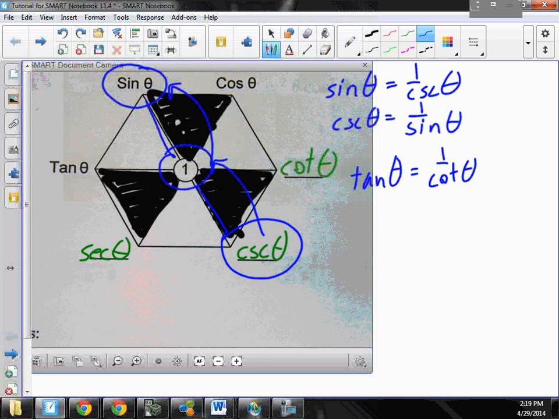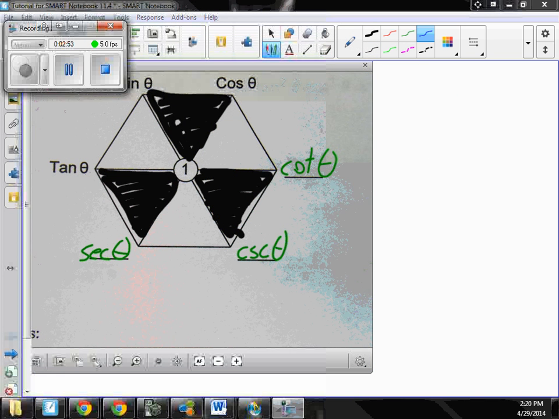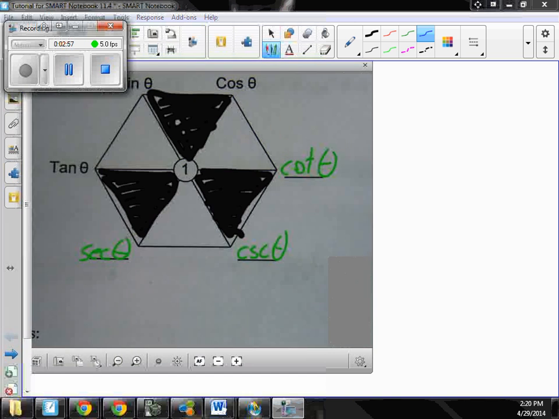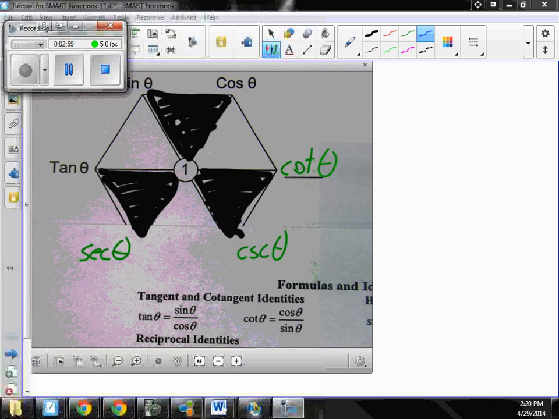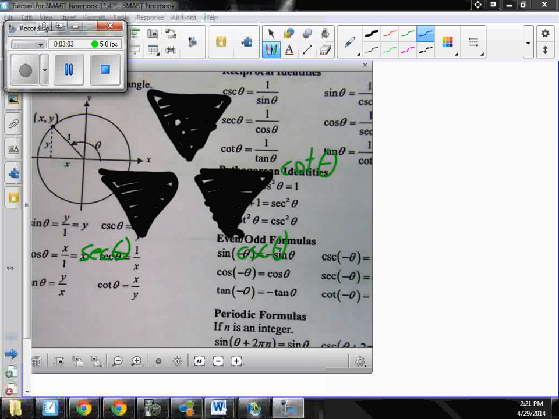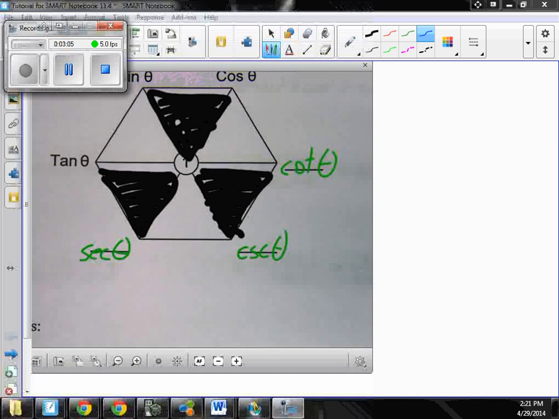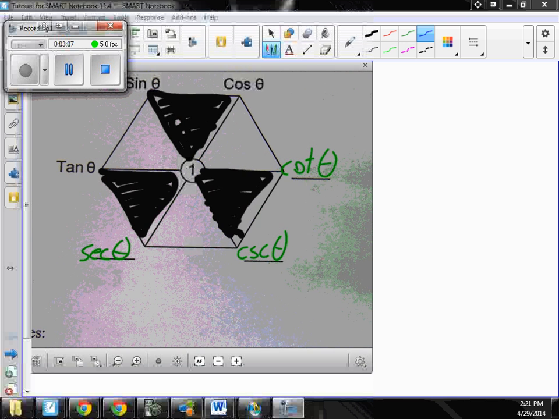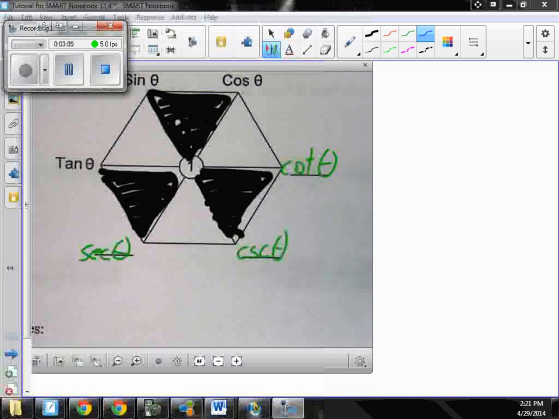Go ahead and fill in all 6 of those. You can double check your answers if you look at the reference sheet. The reciprocal identities are right there. So I'm actually going to turn that into a picture.